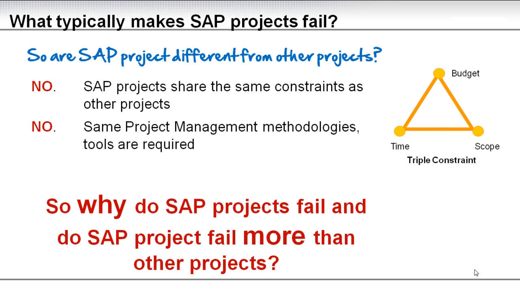So the question here is, why do SAP projects tend to fail more than other projects? Well, I don't know if they fail more than other projects, but for sure there is a strong focus on it when an SAP project fails. And again, it comes back to the characteristics that they are normally quite large projects.